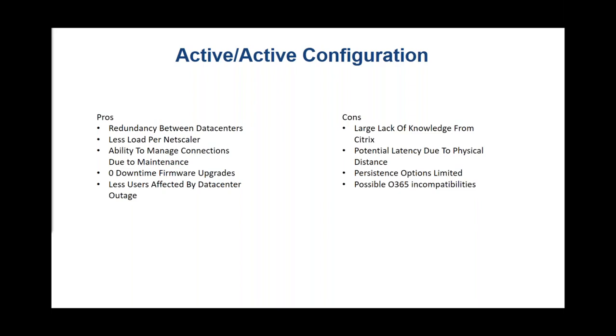The active-passive, I believe, is more geared towards if you have a geographical location that's much further apart. You would want to do active-active in the other scenario. With latency too high, active-active would not be the way to go.